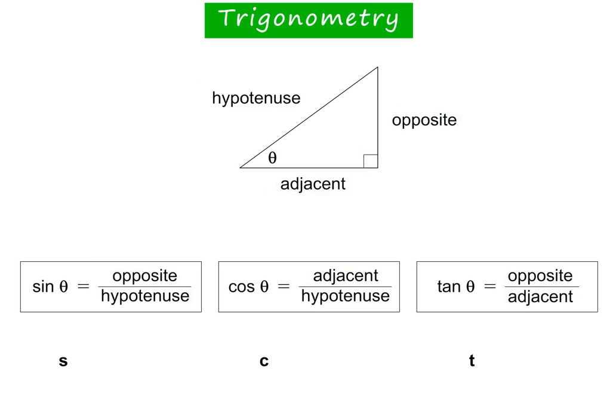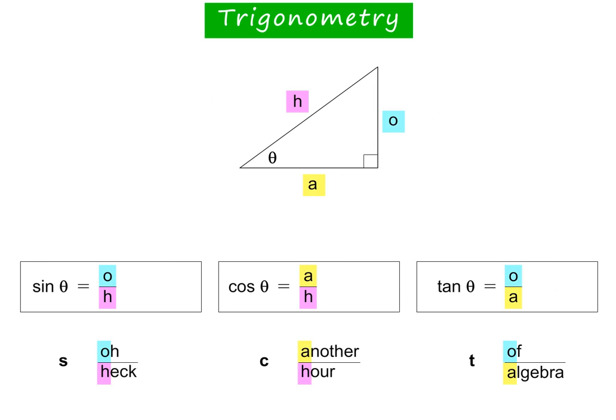The order is always sine, cos, tan, or SCT. Then you need to remember, oh heck, another hour of algebra. And from now on, I will use the letters O, A, and H for opposite, adjacent, and hypotenuse. These are the first letters in oh heck, another hour of algebra.